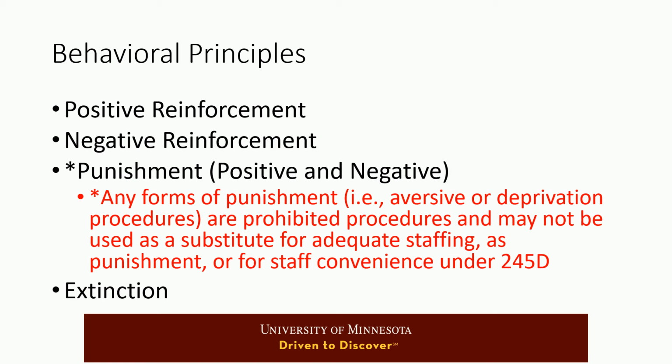Some key behavioral principles that we're going to go over are positive reinforcement and negative reinforcement. We're going to talk a little bit about punishment, but in terms of things that happen naturally, not forms of punishment that are prohibited procedures, such as aversive or deprivation procedures, and they may not be used as a substitute for adequate staffing or as punishment or for staff convenience under 245D. It's important that we understand that extinction is not a form of punishment. Instead, in extinction, no positive reinforcers are removed from a person.